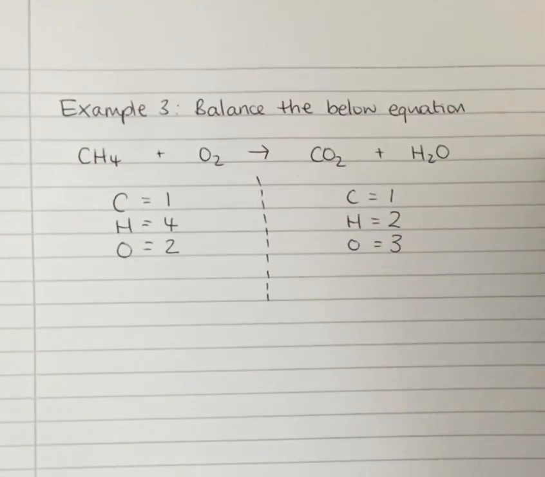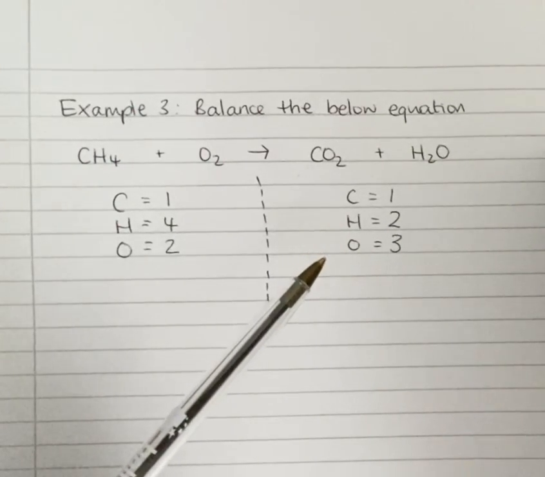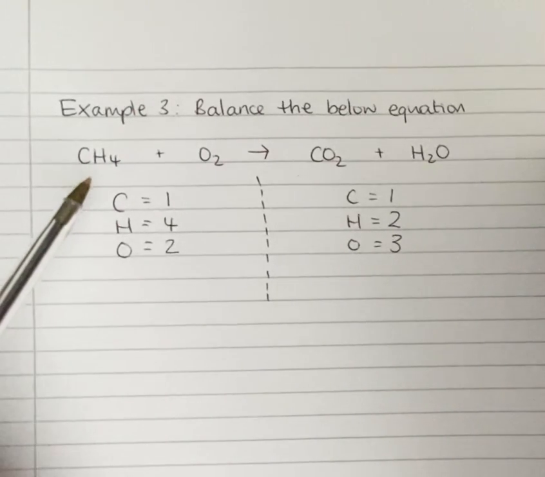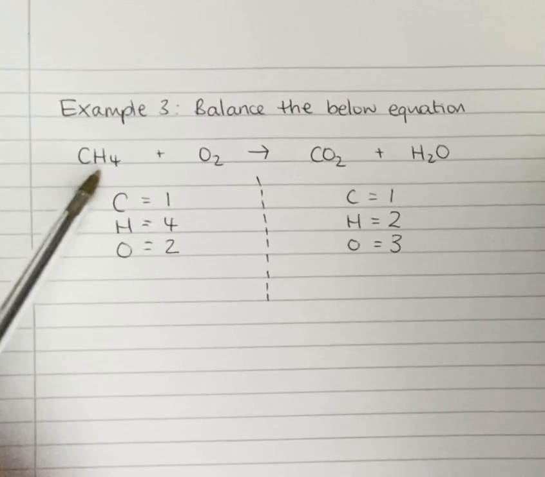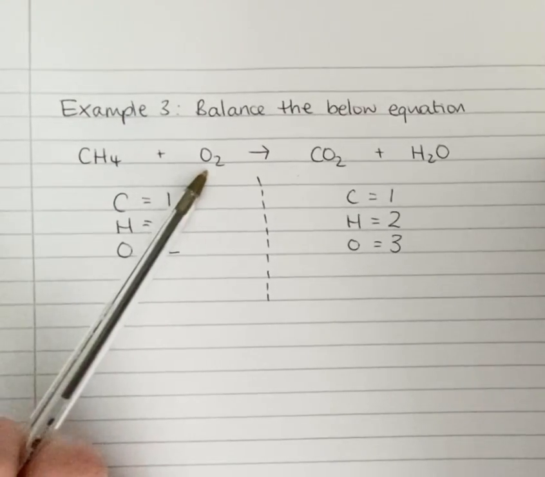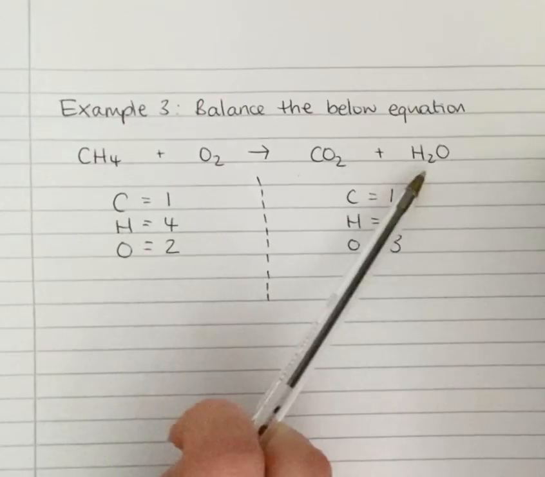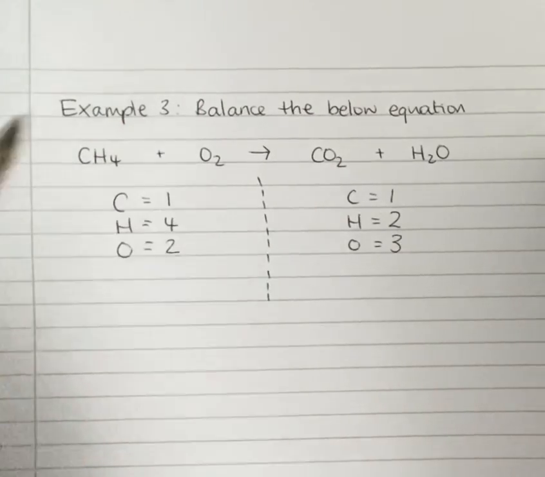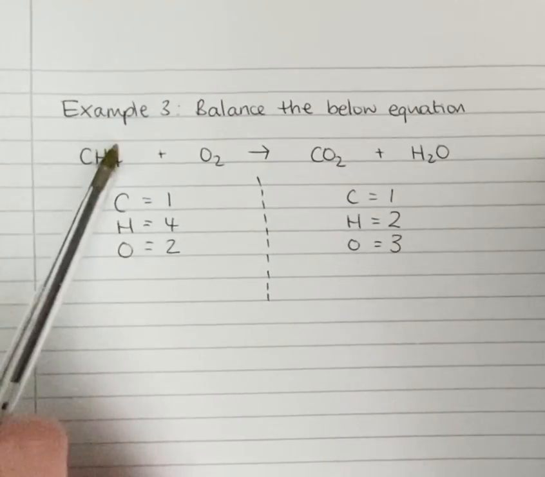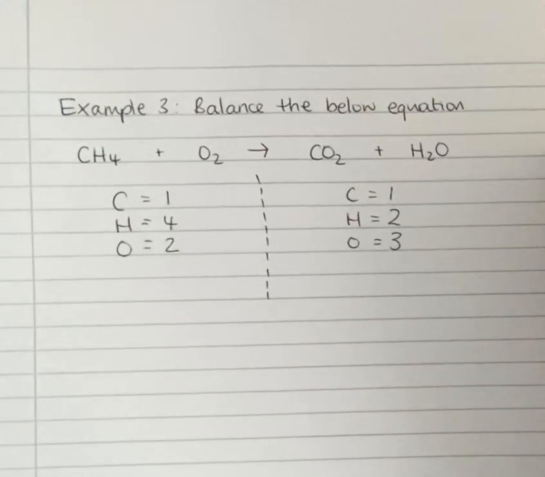So a new rule here for when balancing equations that we've not covered so far is that you always want to try and balance atoms that only appear in one thing before and after the arrow. And let me explain what I mean by that. So if you look at hydrogen here, hydrogen is in CH4, but it's not in oxygen. Okay? After the arrow, it's in water, but it's not in carbon dioxide.